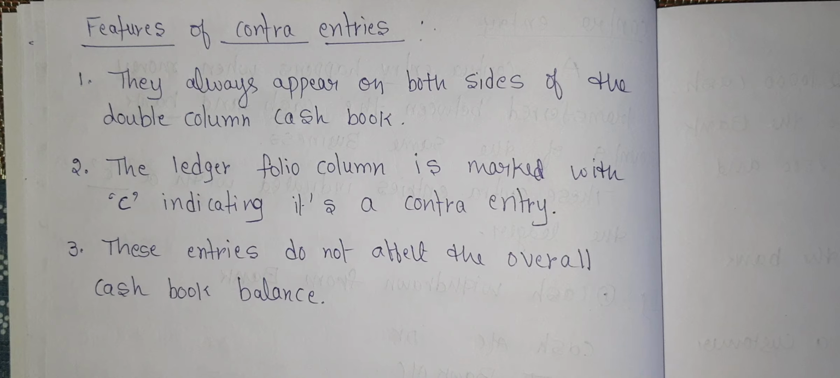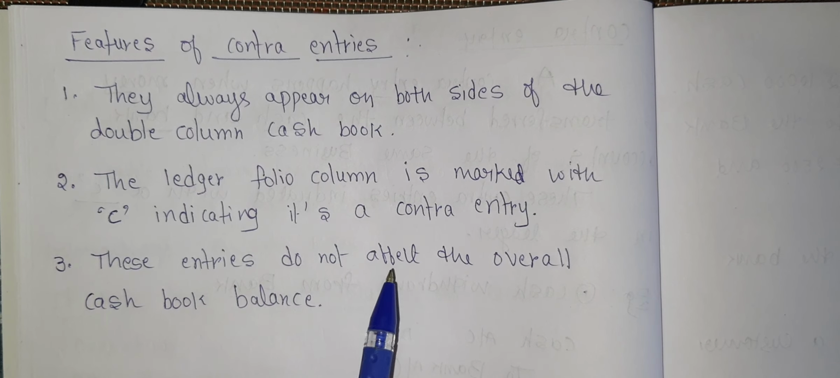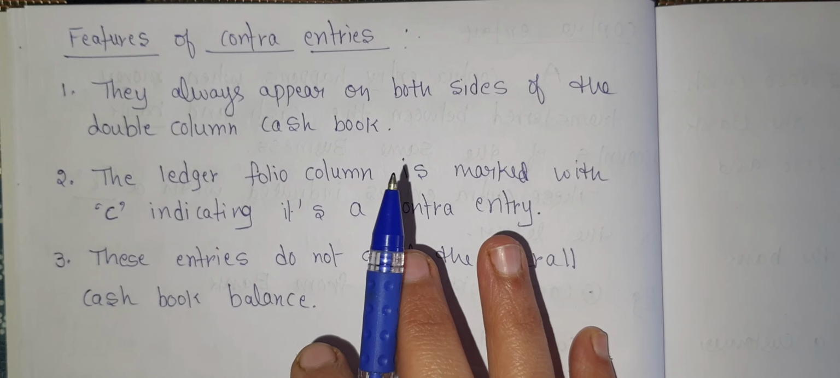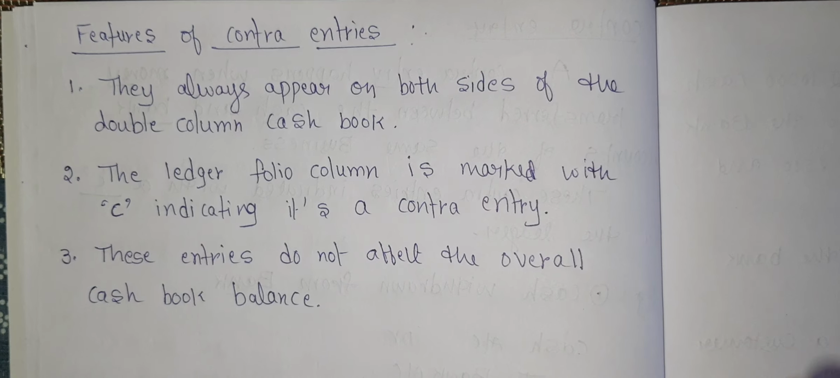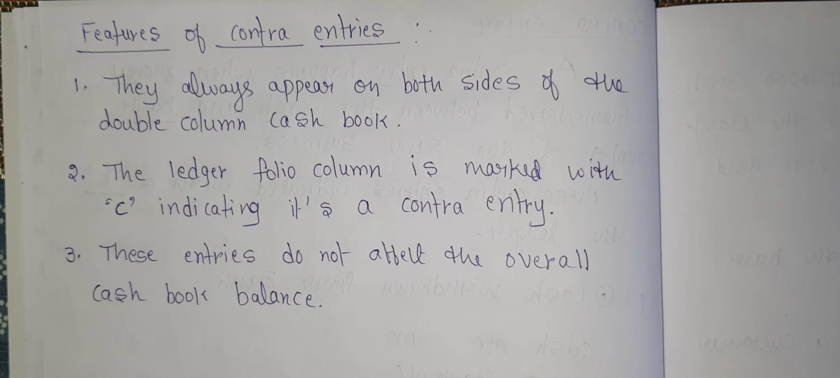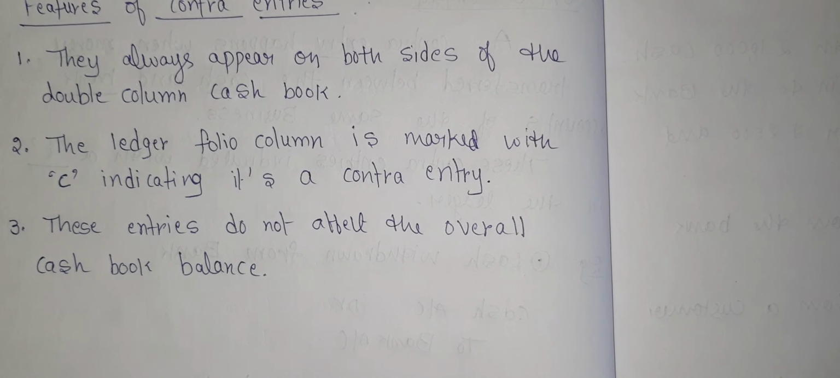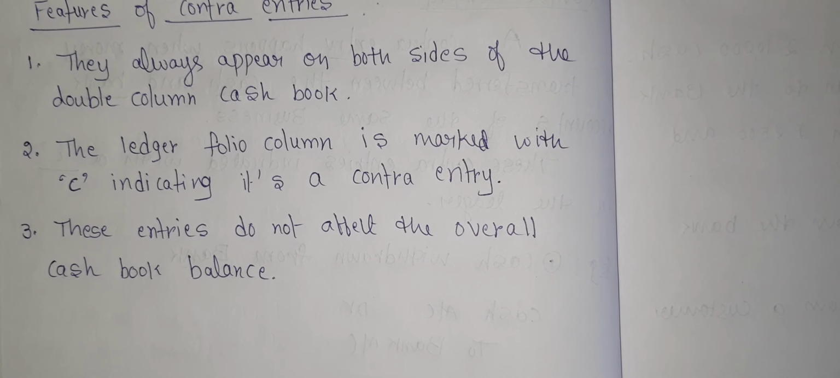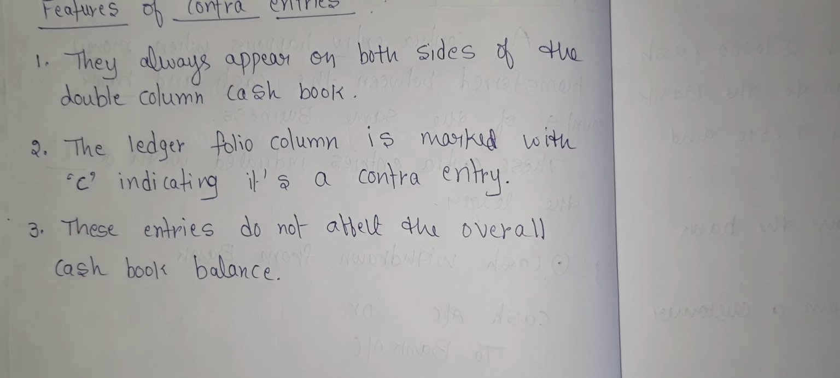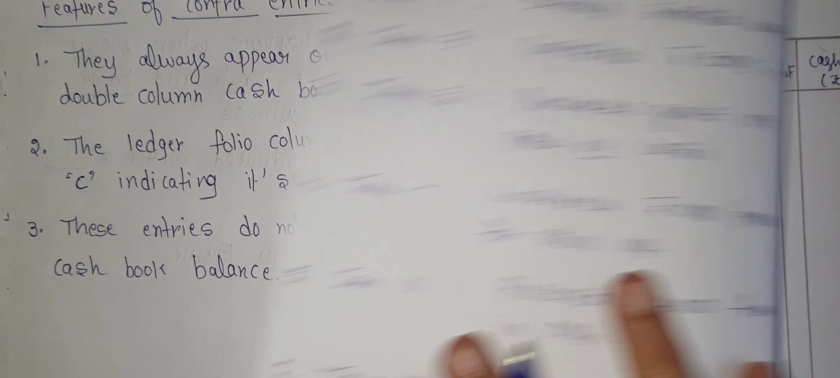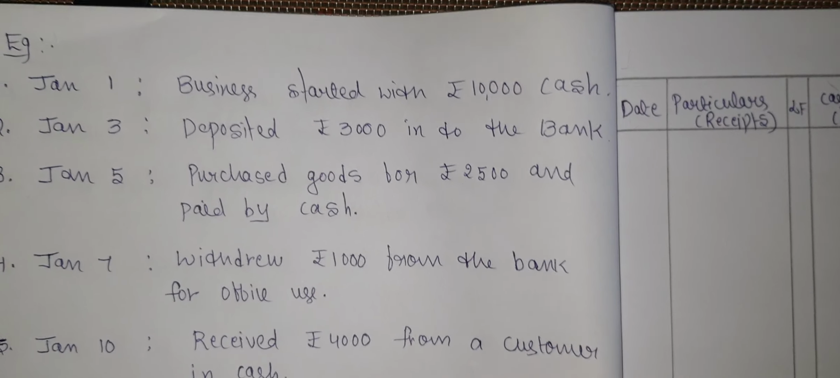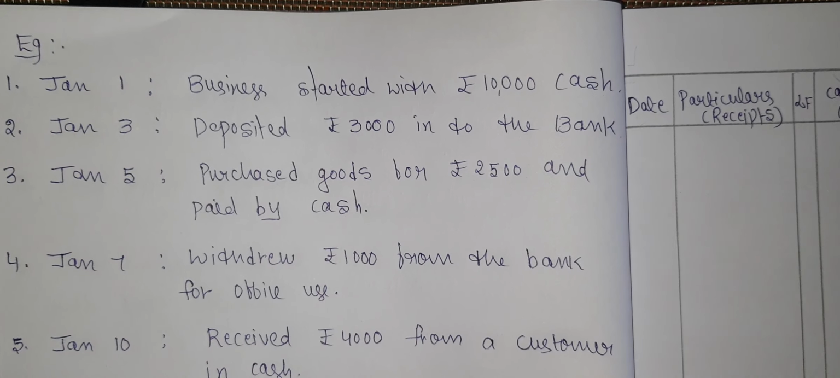Fine. And third one, these entries do not affect the overall cash book balance. If there are any contra entries in the problem, they will not affect the overall cash book balance. Okay, these are the features of contra entries. Now we will see one example for double column cash book. See here.